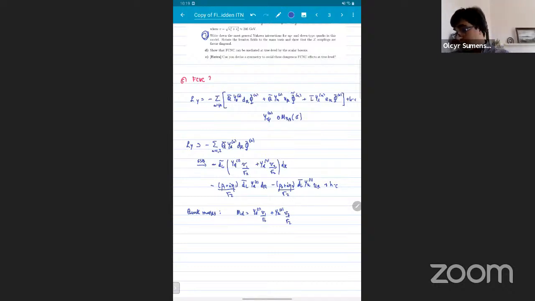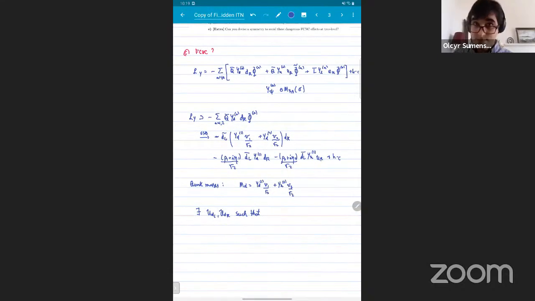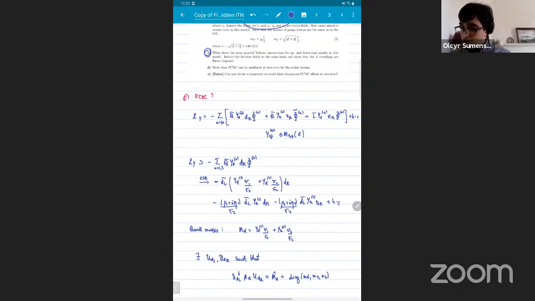And so again, we can find the unitary matrices, the left and the right, such that U_D^L dagger M_D U_D^R is diagonal. So I've written diagonal M_D, M_S. Okay, so far so good.